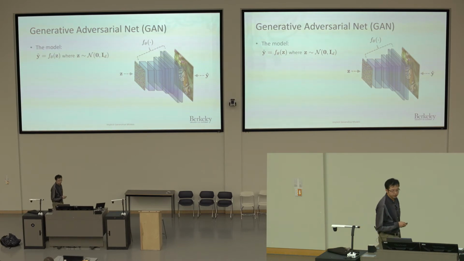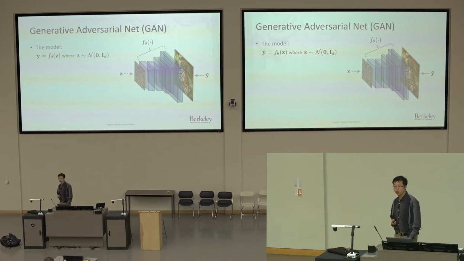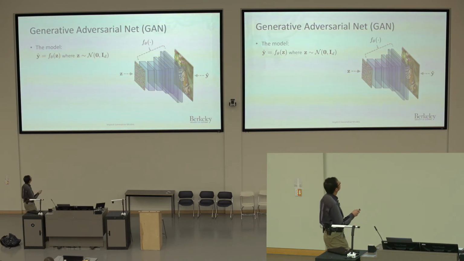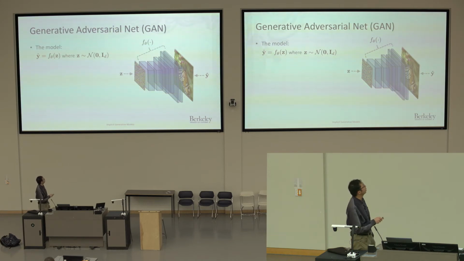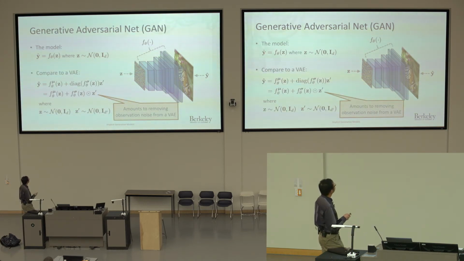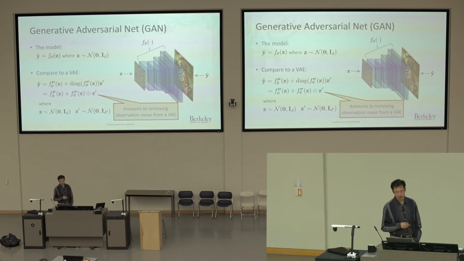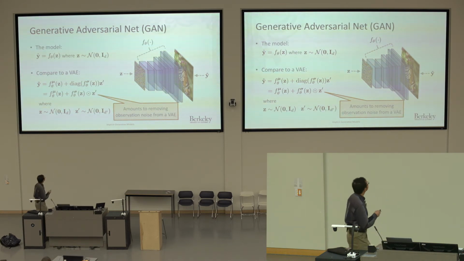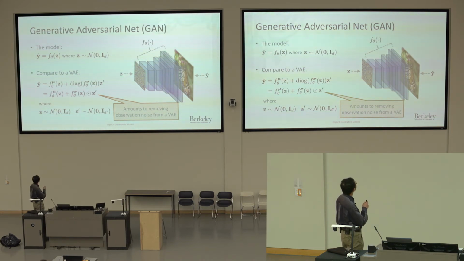In the case of the GAN, the model is simpler than the model used in the variational autoencoder. We just have an input latent variable z that is fed into a deterministic transformation, the neural net, and that gives us our sample, y hat. Compared to a VAE, we remove the extra term that models the variance in the observation space. So in the GAN, we're assuming there is no observation noise, and the only source of randomness is your input latent variable. You don't have any extra source of randomness added on to your mean, as in the case of the VAE.